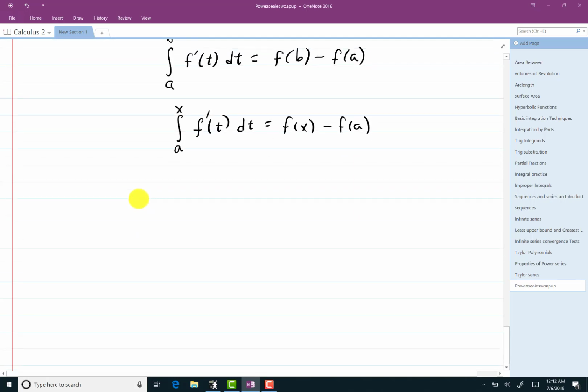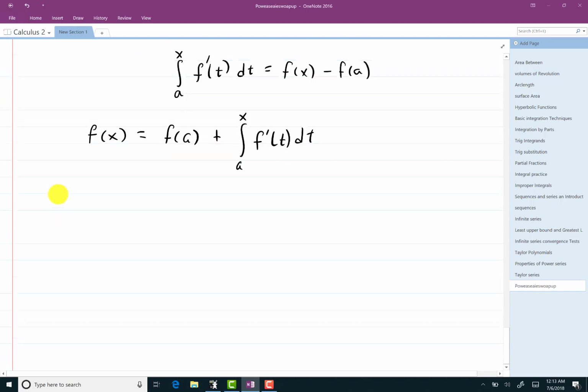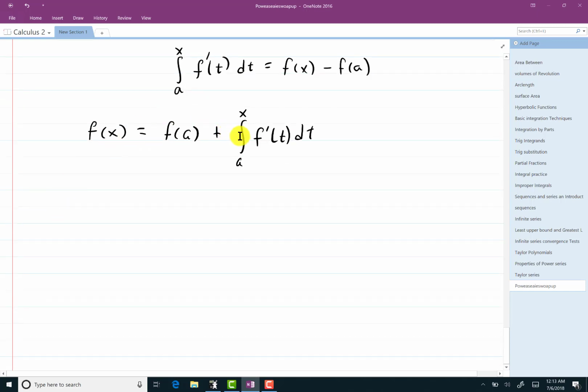So I can rewrite the function f of x. Just add f of a to both sides to get f of a plus the integral from a to x f prime of t dt. Now, instead of just integrating straightforward, I'm going to use integration by parts. So we're going to go integration by parts.